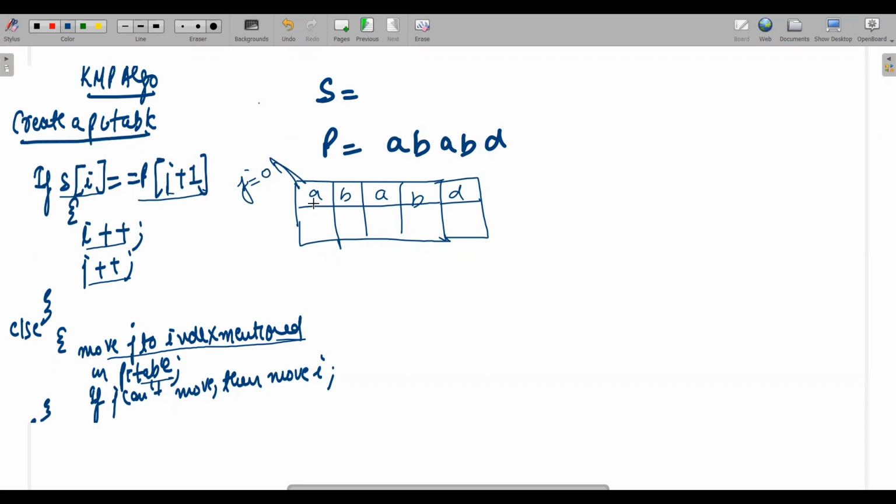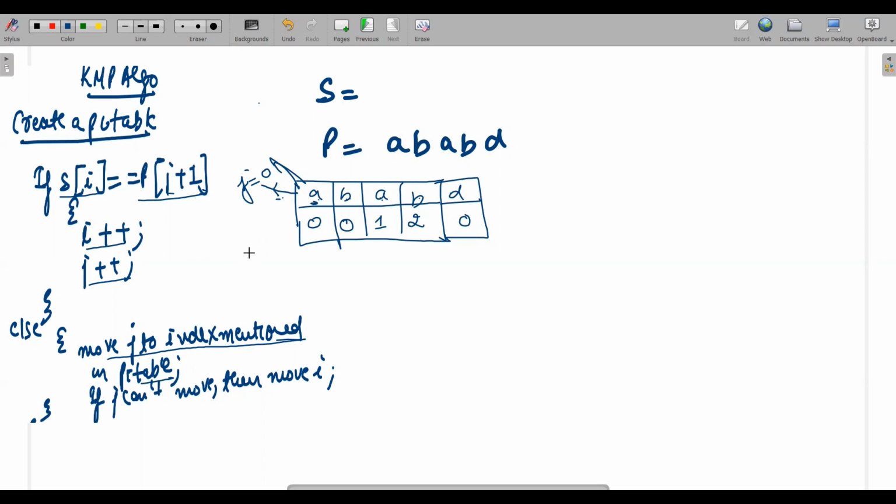Why? Because we have to compare some values. A cannot be compared with anything, so we have taken it as a reference with 0. So A cannot be compared, so by default its value would be 0 as well. B is compared with A, don't match, 0. A is compared with A, match, 1. Your pointer is moved. B is compared with B, answer is 2. D is compared with A, answer is 0. So this is what a pi table of a pattern would be.